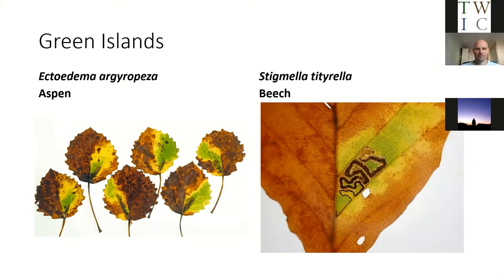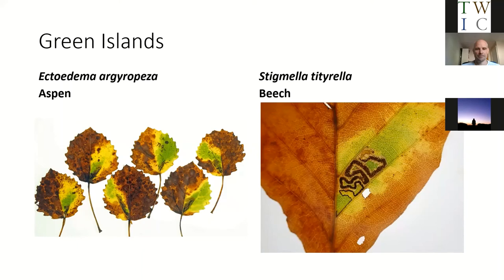So what you end up with is this small region, or an island as it's called, of leaf tissue which has a prolonged photosynthetic life. And this gives the opportunity for larvae which feed late in the autumn to have food for a bit longer than they would do otherwise.